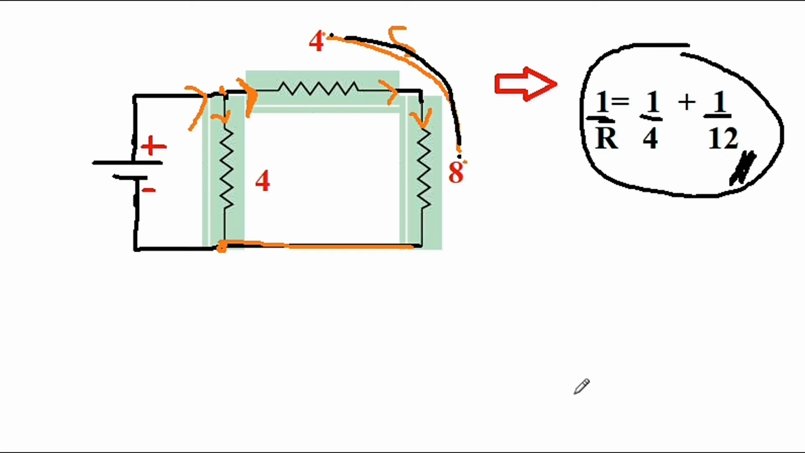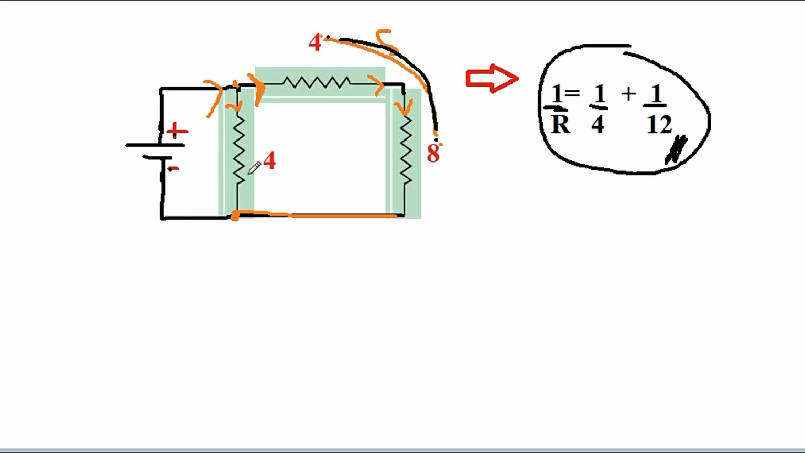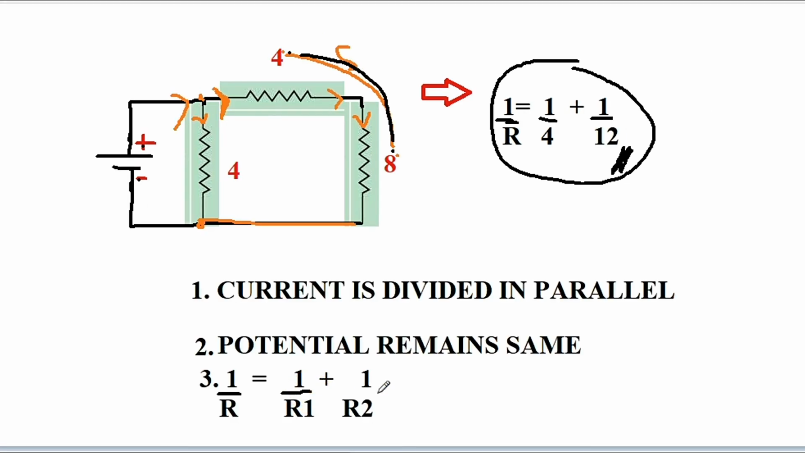So now one thing is clear: whenever current starts from one point, from positive, and terminates at the negative, we see how many paths it can travel to the negative. If there are a number of paths, the current is divided, and because of that we can write some points: current is divided in parallel. As we can see, it traveled through multiple paths. So current divides in parallel while the potential remains the same. The potential is the same on this resistance and on this resistance.